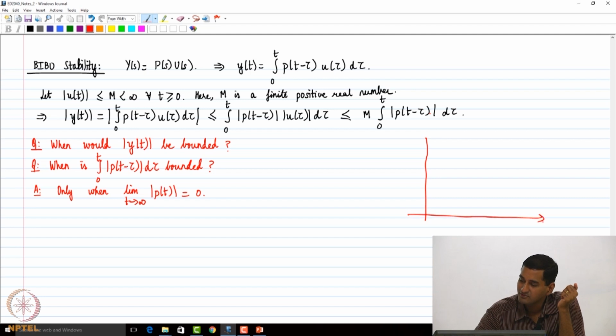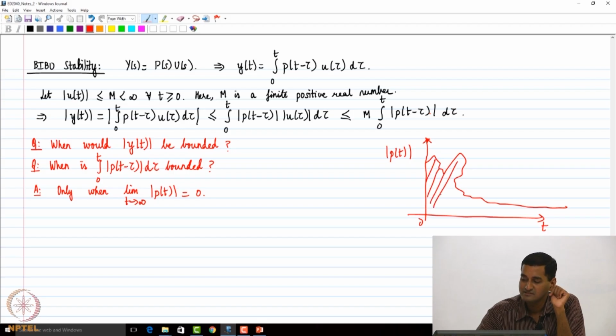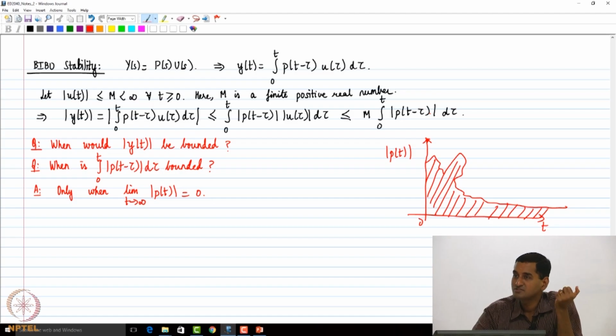Let's plot the magnitude of p of t. Let's say it goes something like this, and then it settles down to a non-negative value. What's going to happen? The integral is just the area, right? So, although the magnitude of p of t is bounded, the integral is going to become unbounded as t tends to infinity.